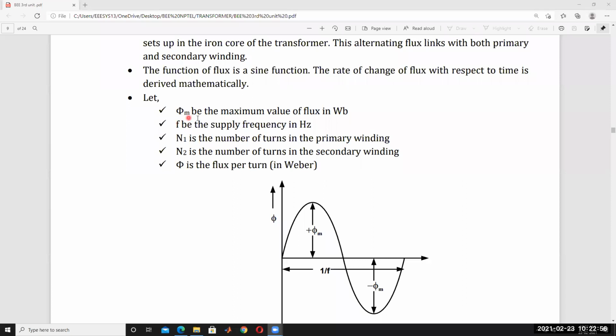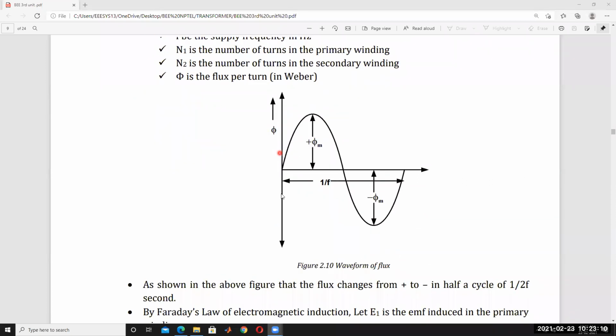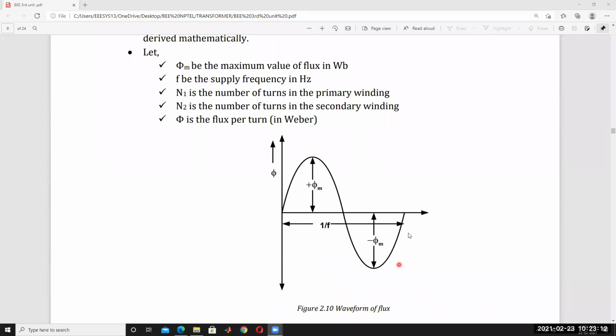The flux also changes with respect to time in this manner, just like a sinusoidal waveform. The rate of change of flux with respect to time is also like a sinusoidal waveform. So the waveform of the flux in a transformer core is like this. But the resultant flux is constant.